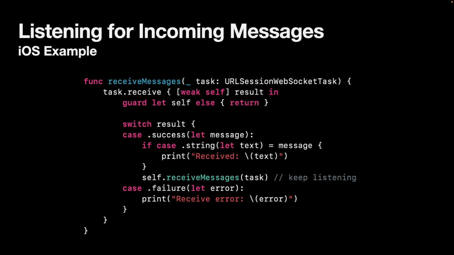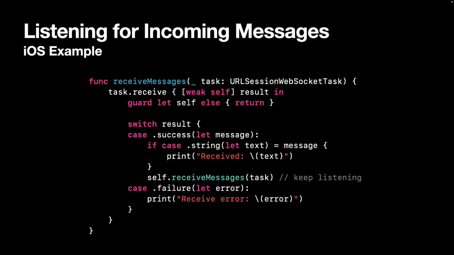Then we need to listen for incoming messages. This is done recursively. Every time we receive a message, we call the same method again to keep listening. In a real app, you'd also want to handle disconnects and reconnects automatically, for example, when the user switches between Wi-Fi and cellular. You can implement that yourself or use a third-party library.